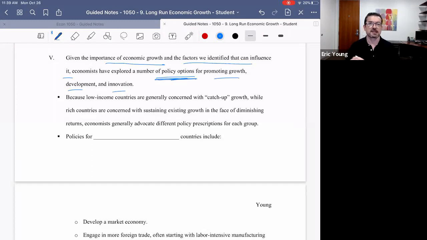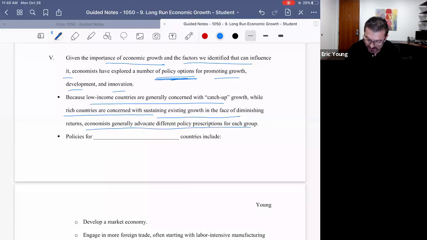Now, one thing that we need to bear in mind is this. Countries are at different places in their pathways. Low-income countries are really concerned about catching up, just trying to get out of poverty and get more toward the middle income or the rich world, while rich countries, which are already there, are more concerned with sustaining economic growth in the face of diminishing returns. Because rich countries and poor countries are at different places and face different incentives and have different needs, economists will typically advocate for different policy prescriptions for each type of group.